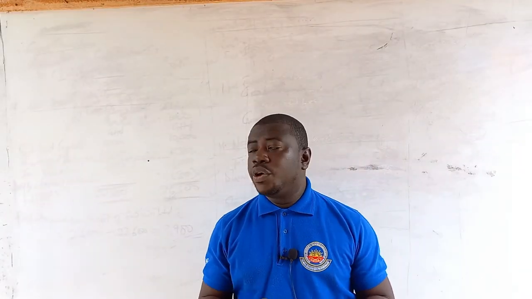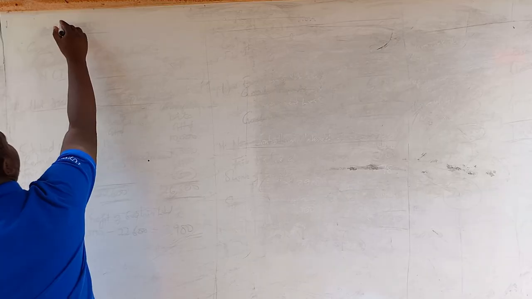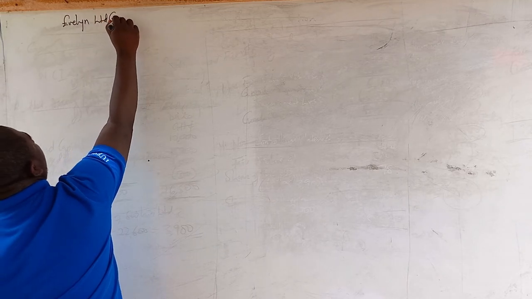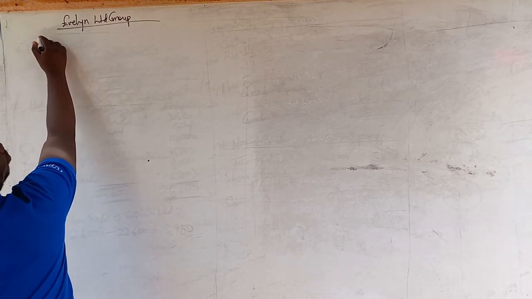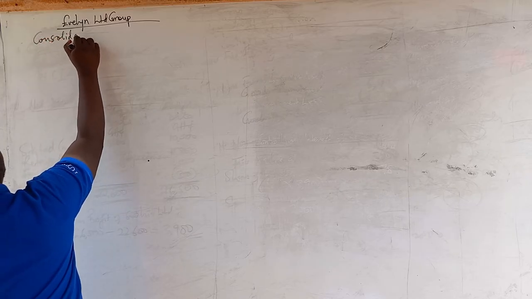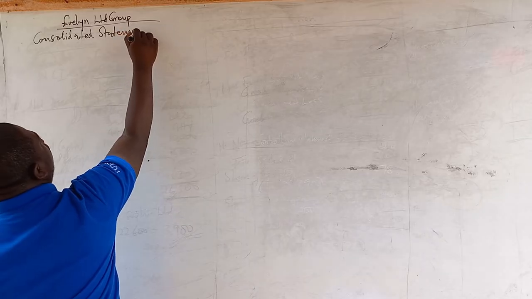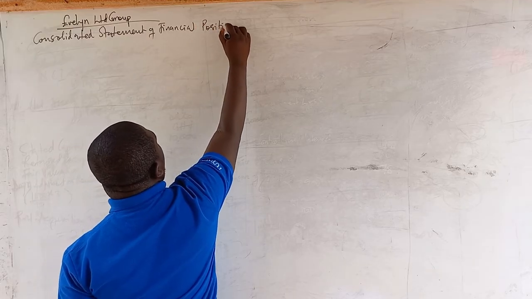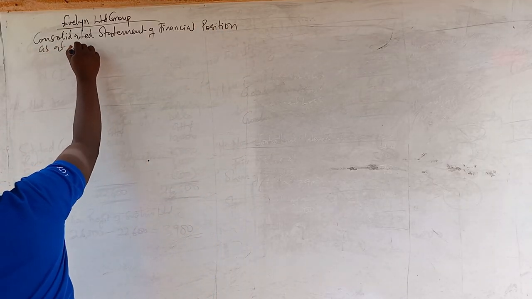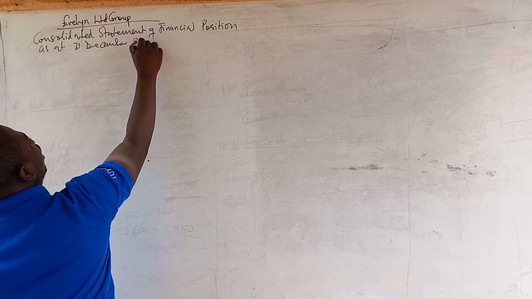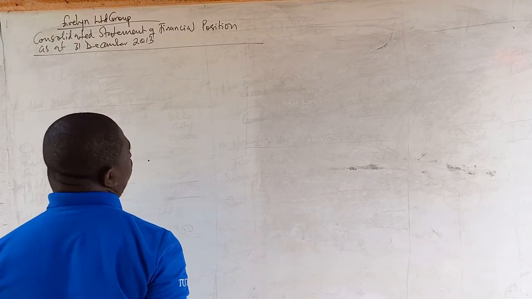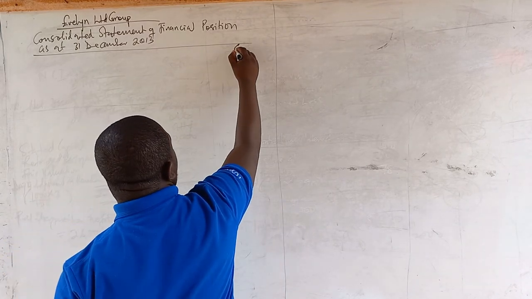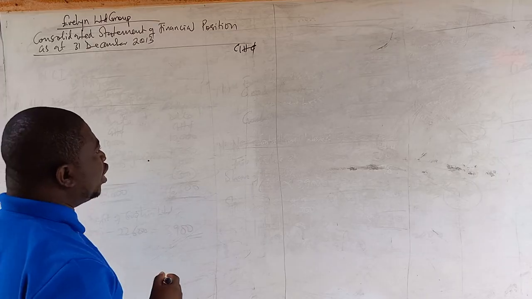Okay. All right, so we are going to prepare the consolidated statement of financial position for Evelyn Limited Group. So Evelyn Limited Group. We'll say consolidated statement of financial position as at 31st December 2013. So we have our currency sign, and then we are going to begin with the non-current assets.